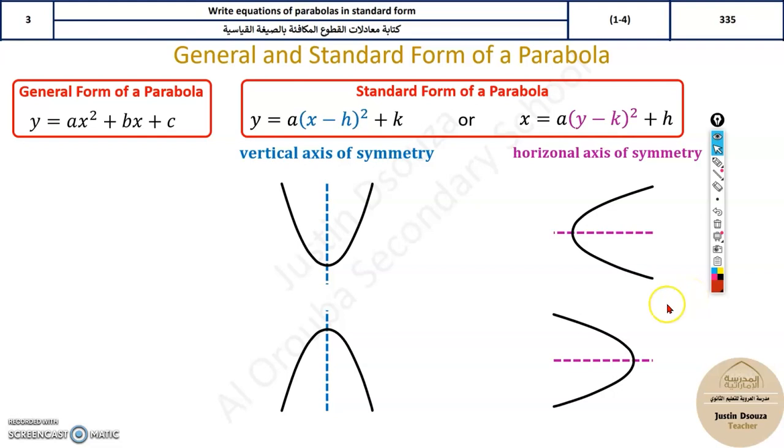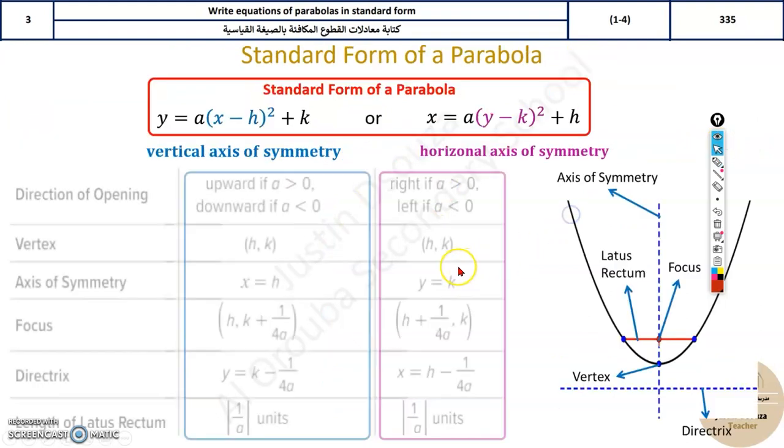Now over here, looking at the equation, you can get a lot of information. If this a value is positive, be it 1, 2, 3, any positive number, you will have the parabola opening upwards. Whereas if it is minus, let it be minus 2 or any negative sign, it will make it open downwards. Similarly over here, positive sign would open right side, negative sign would open left side. Now, this h and k is the vertex. We will see all this in detail over here.